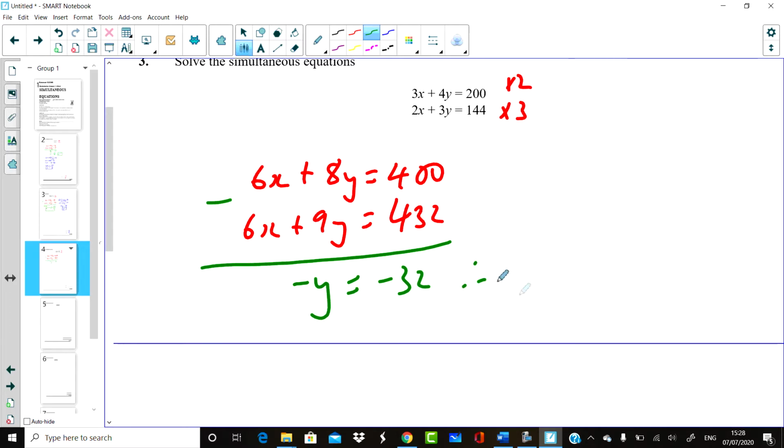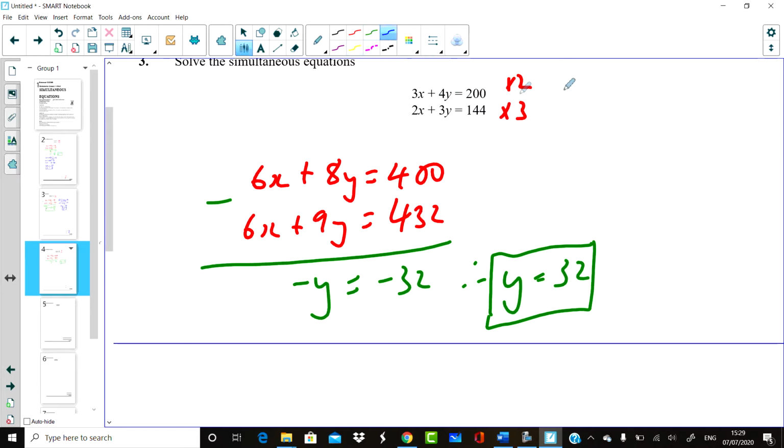So therefore, if negative y is negative 32, y is going to be the opposite of this. That's going to be positive 32. So that's our first answer. Now we can sub this y back into the first equation, or you can choose this equation here if you want. You'd end up getting the same answer. So choose something that's easier. I'm going to go with the first one.